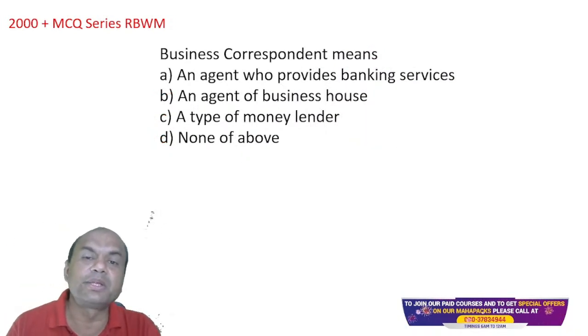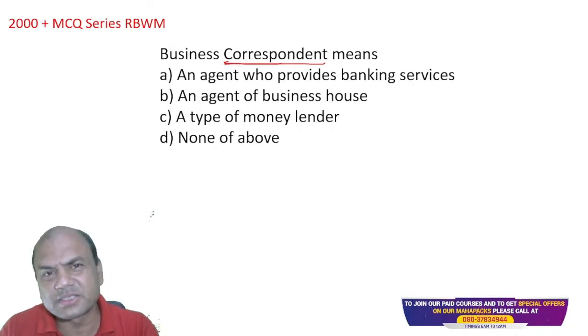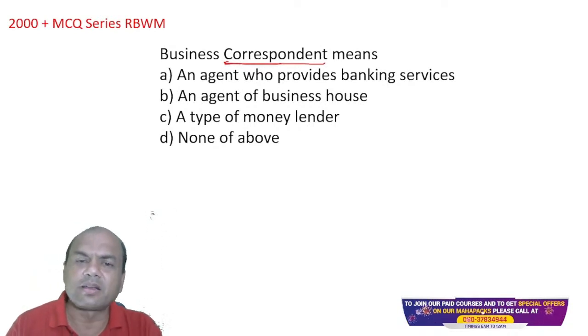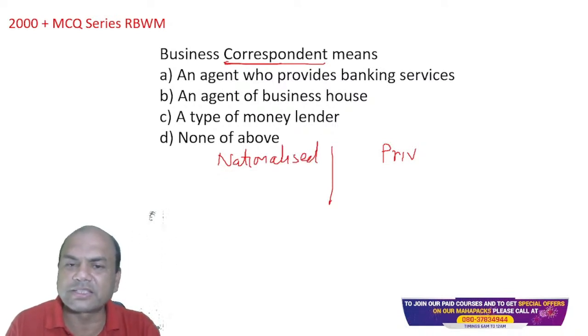Business correspondent means, now that's why I said difficult level questions are coming up. What is a business correspondent? You all have VCs now in your banks. Here, nationalized banks. I'll just write N over here. And second is private banks, P. Let me write it only here, because N and P doesn't signify anything. Nationalized and second is private. Okay, let's keep this private.